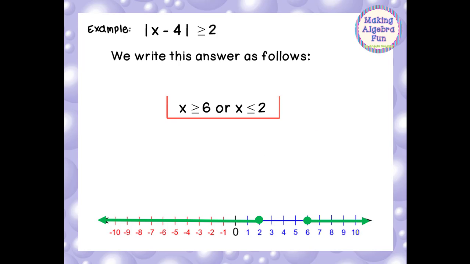And so typically we write this, x is greater than or equal to 6. We always use the word or, and then x is less than or equal to 2, because your solution won't need to meet both conditions. It could be in either green area to be considered a solution.